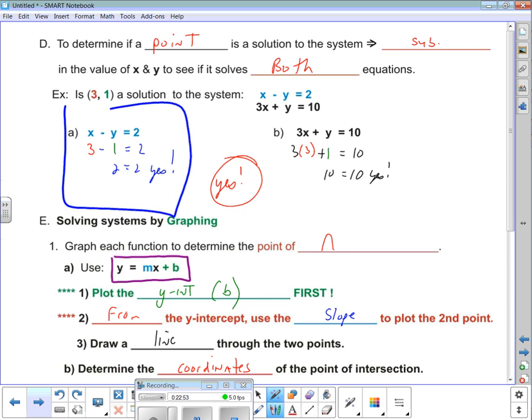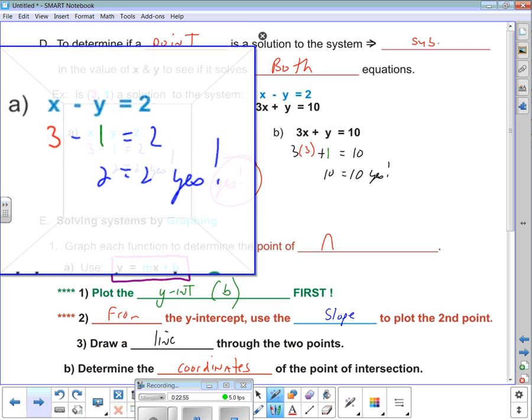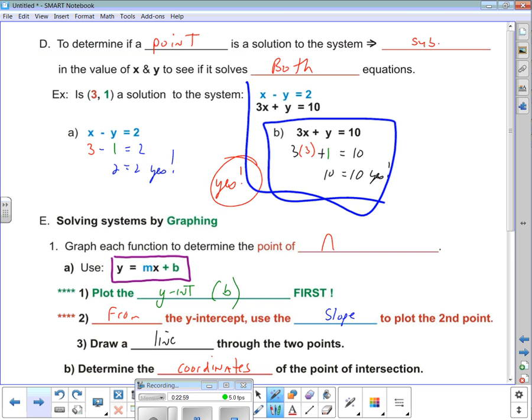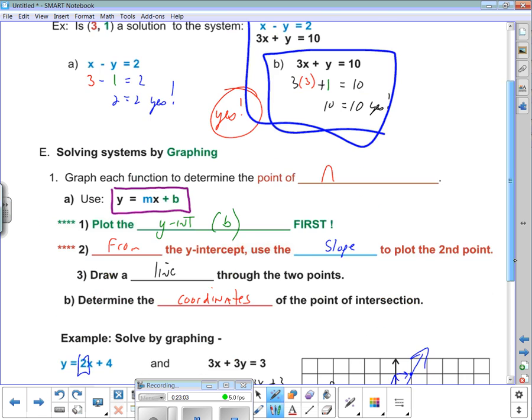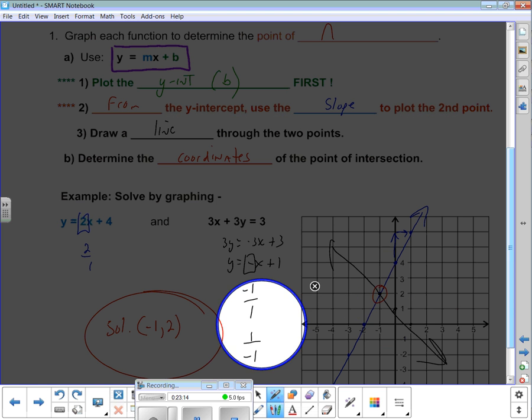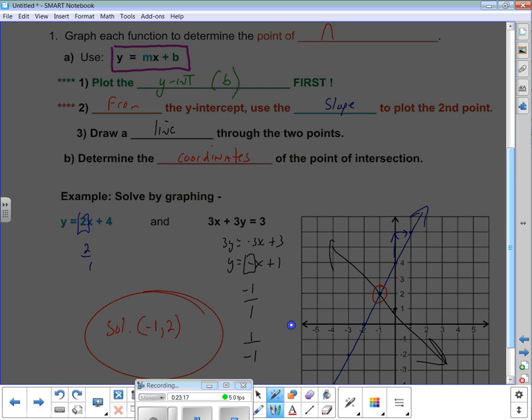What if they ask you to verify if a point is a solution? You've got to put it into both. Put it in the first, see if it solves. Put it into the second, see if it solves. It's got to solve both. And then how do you graph? That's what we ended up doing in the last part of the lesson. Graph the 2 lines.